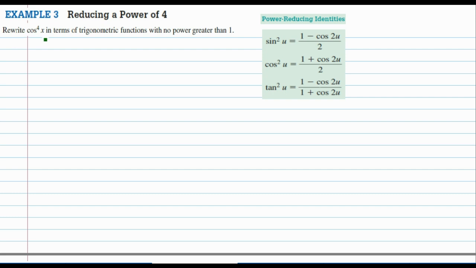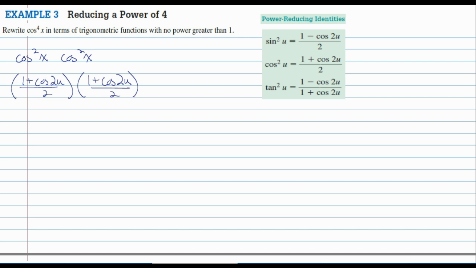Rewrite the cosine to the fourth in terms of a trig function with no power greater than 1. Well, cosine to the fourth, I know, is cosine squared times cosine squared, and I have a power reducing identity that will help me convert that to an expression with a power no greater than 1. So I'm going to change cosine to the fourth to cosine squared times cosine squared of x, which means that's two different expressions of 1 plus cosine of 2u over 2, times another 1 plus cosine of 2u over 2.